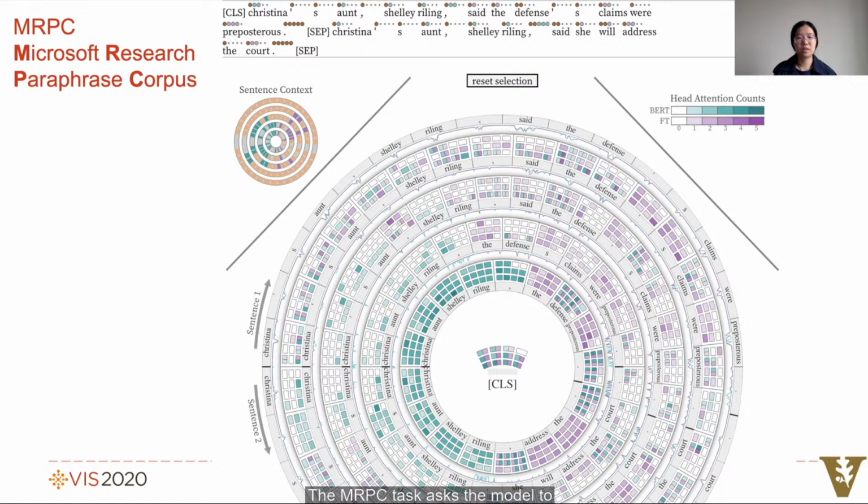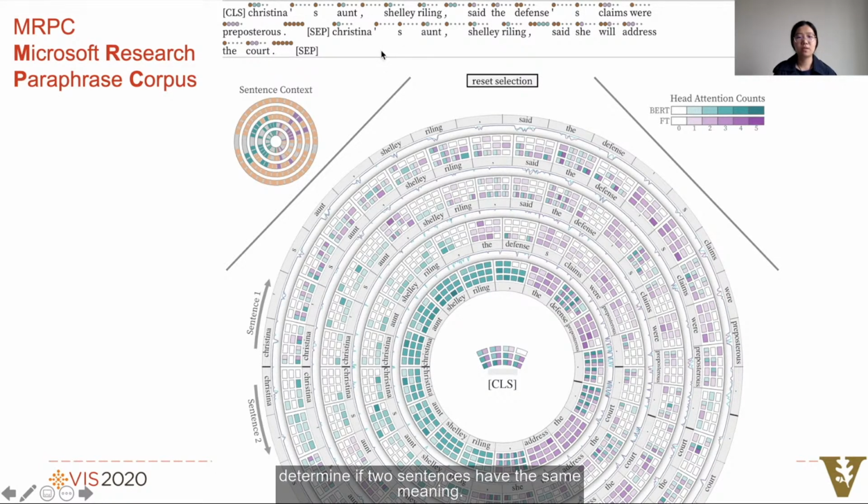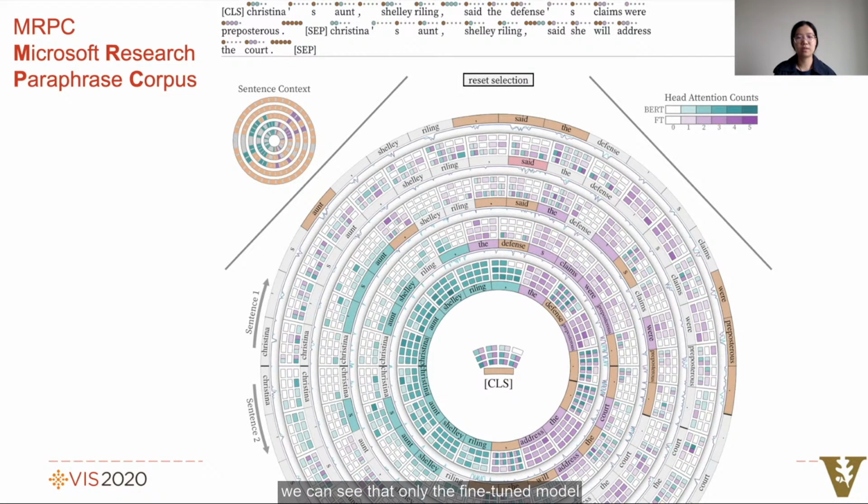The MRPC task asks the model to determine if 2 sentences have the same meaning. In this example, the second sentence is not a paraphrase of the first one, as the person said different things. In this case, when the user selects the token said, we can see that only the fine-tuned model attends to what the person said in both sentences.